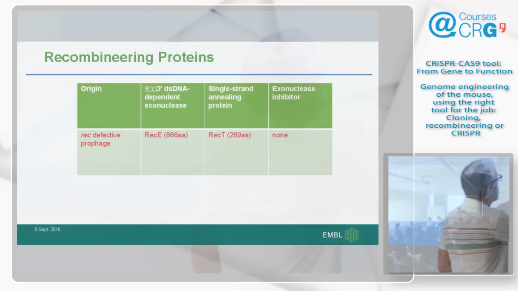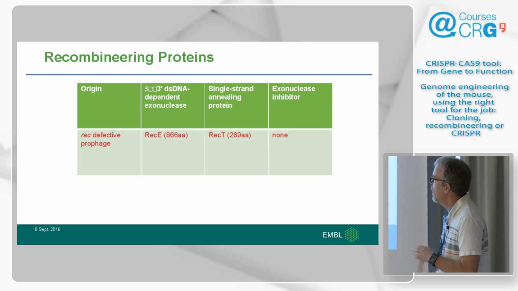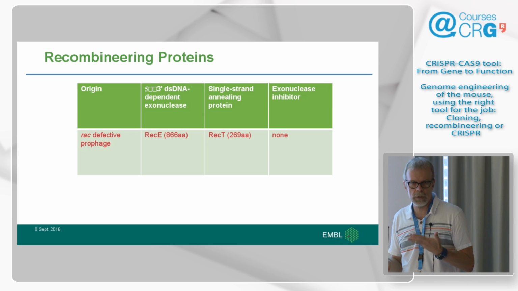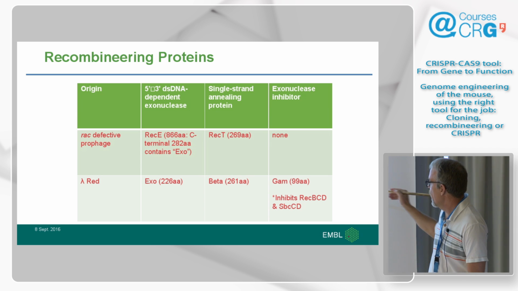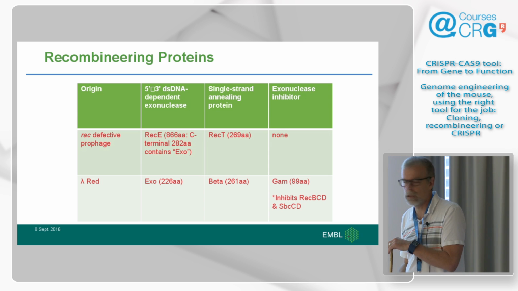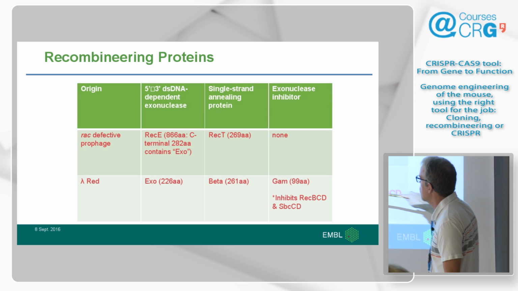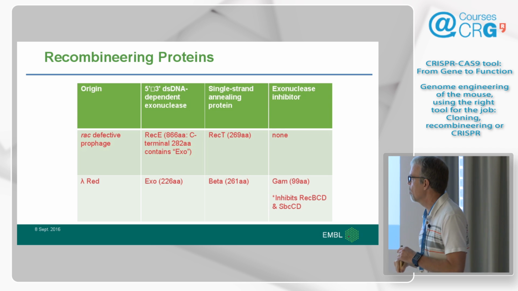I told you, normally you put linear DNA in E. coli and it's immediately degraded. This system has no known exonuclease inhibitor, which is still kind of interesting. We don't quite know why. Maybe the recombination's just fast enough that the DNA is not degraded. Because the lambda Red system has this little protein that specifically inhibits the exonuclease activity. So similar proteins: a 5' to 3' exo, a single-strand annealing protein. There's a whole family of these kinds of proteins.